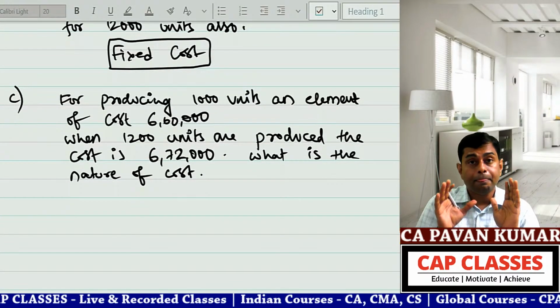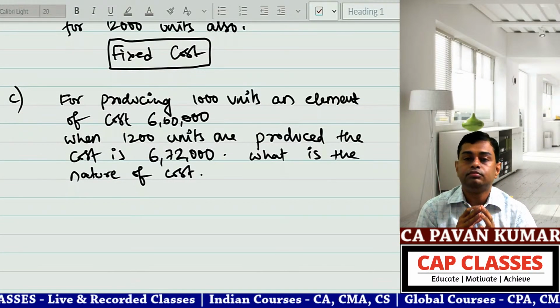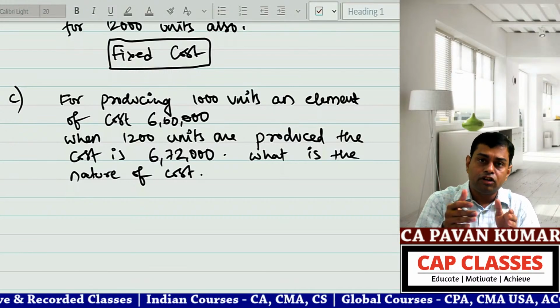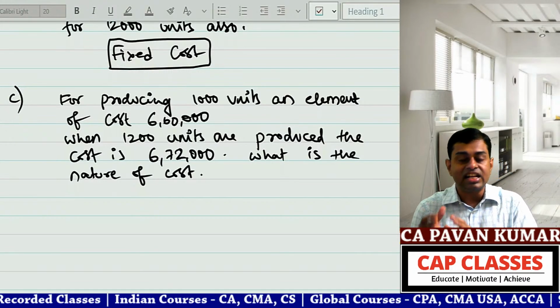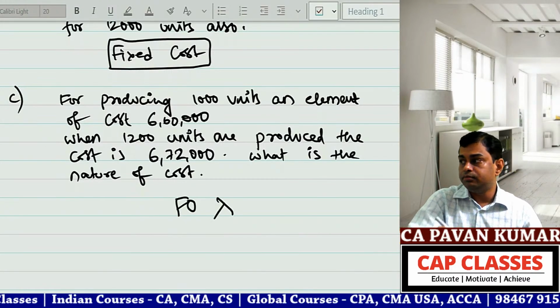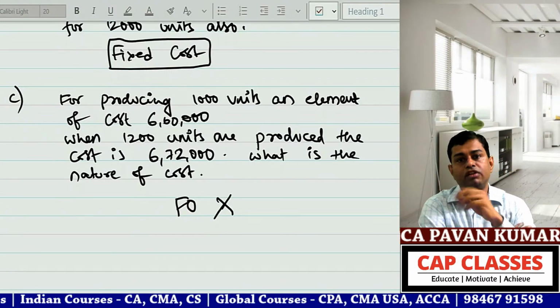Okay, now see, is it fixed cost? No. Because if it is fixed cost, for 1000 units if it is 6 lakhs, for 1200 units also it should be 6 lakhs only. So, can I say this is not fixed overhead? This is not fixed overhead.